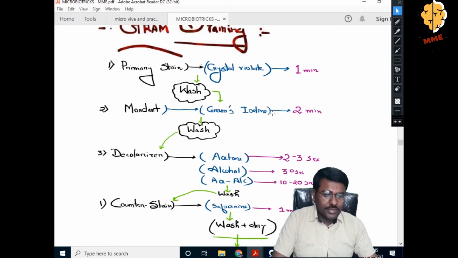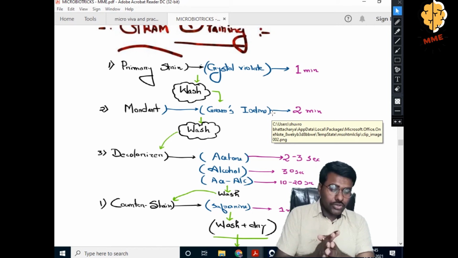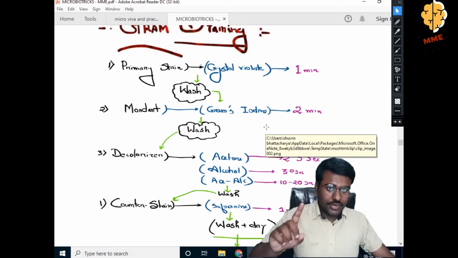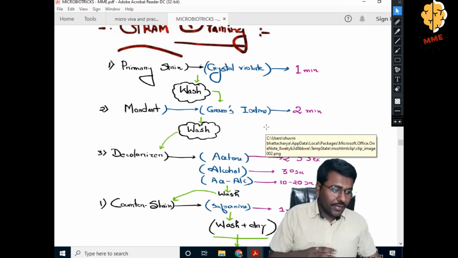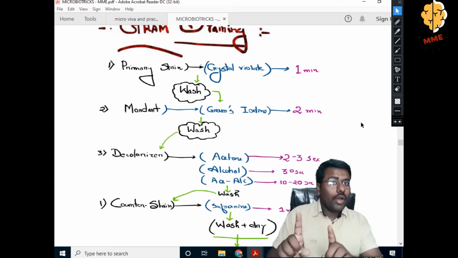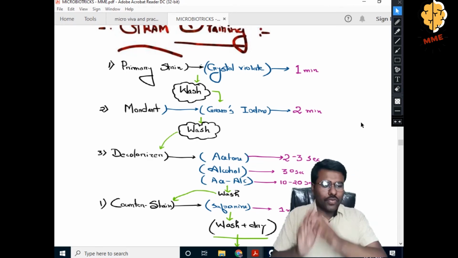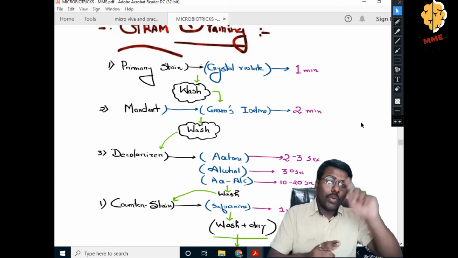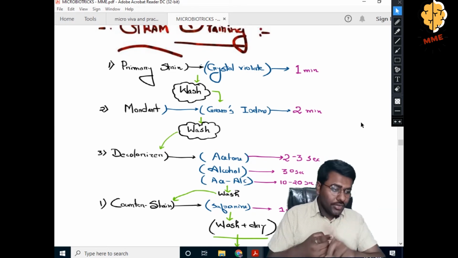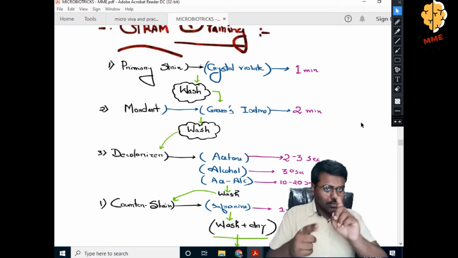Coming to the practical exams, I am quickly telling you what the procedure is and how to perform it in case of gram staining. First of all, gram staining. Clearly notice what the technique is. You have to remember three numbers: 1, 2, 3. Just remember 1, 2, 3. First, 1 for 1 minute, 2 for 2 minutes, 3 for 2 to 3 seconds. Okay.